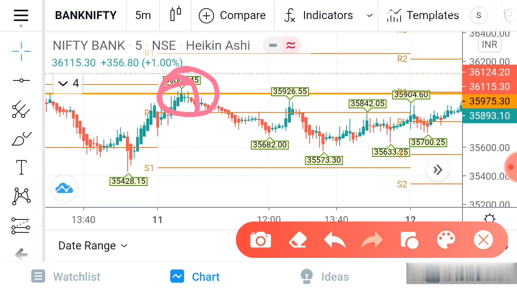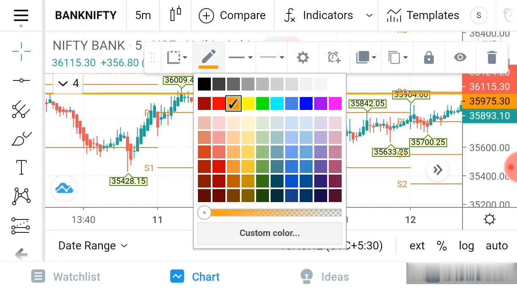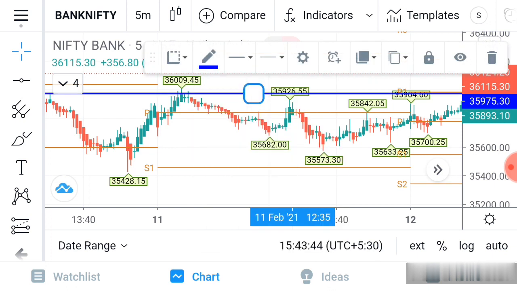the low of that same day. We can give a different color also, whichever color is suitable for you. Normally I am using blue color. You can keep any color in order to identify. So high and low we can mark, and now we have to mark again the low of the same day.